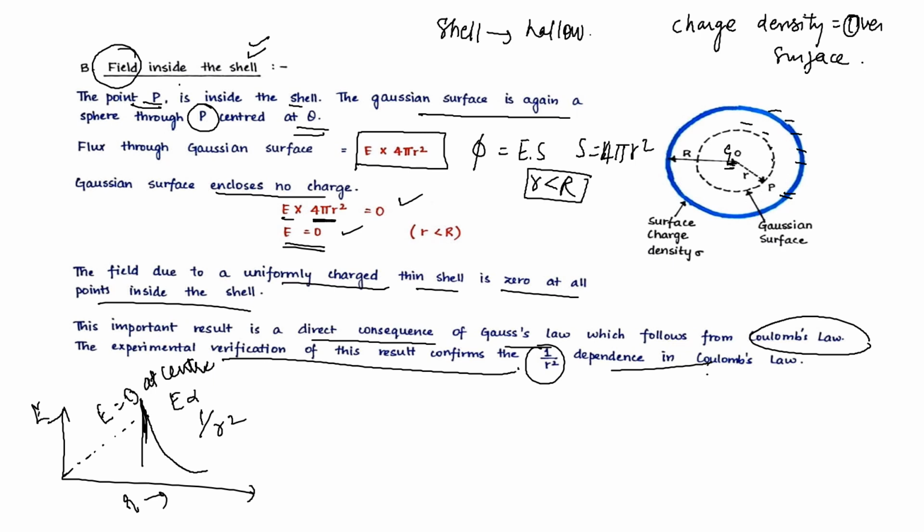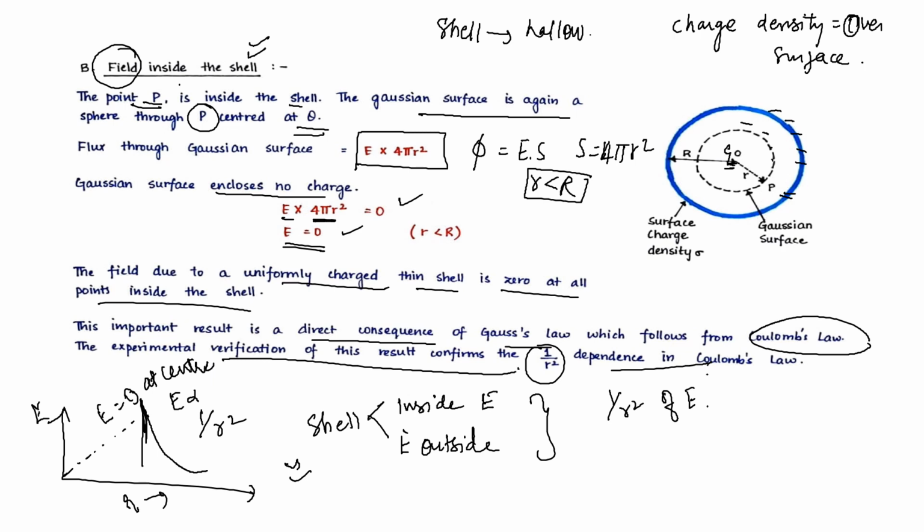So these last two shell cases, when the surface is inside and when it is outside, when we calculate the electric field inside and outside, define this particular phenomenon, and it proves Coulomb's law. It proves the 1 by r square dependence of the electric field too.